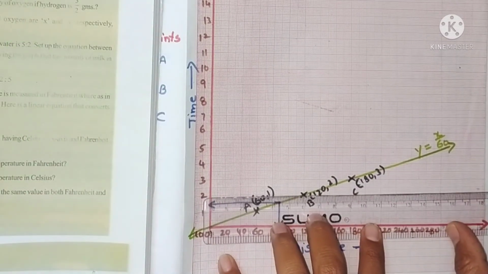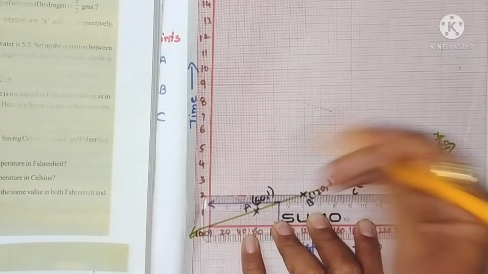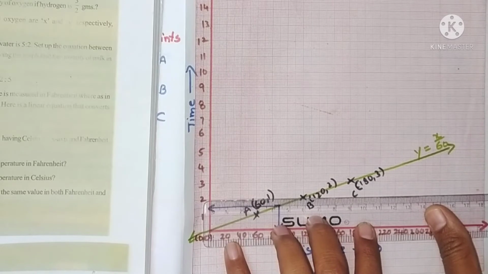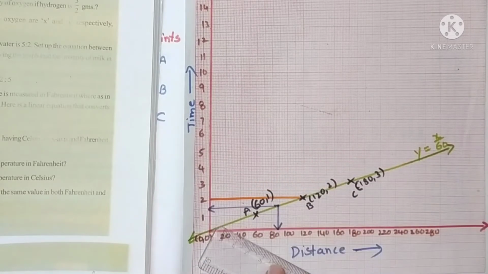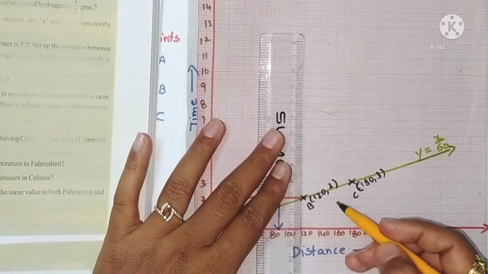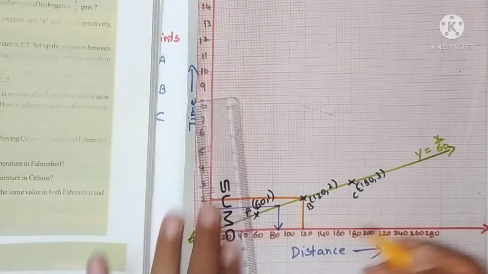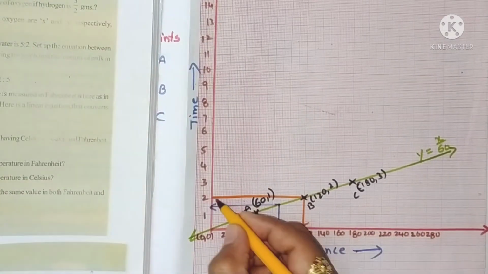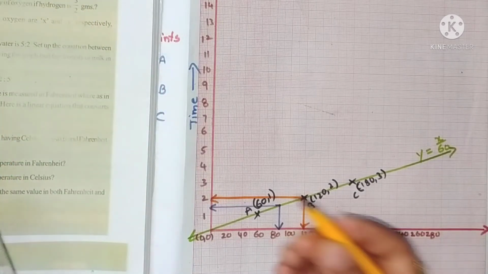Okay. Next, 2 hours. So draw another line. For 2 hours, 120, already it is there. 2 hours, 120 kilometers.